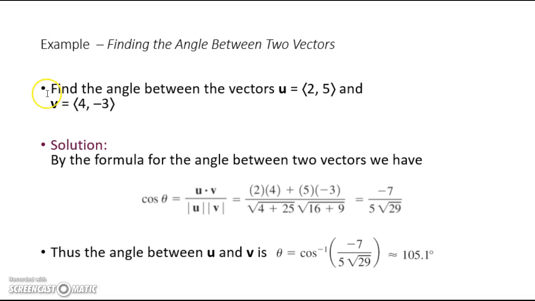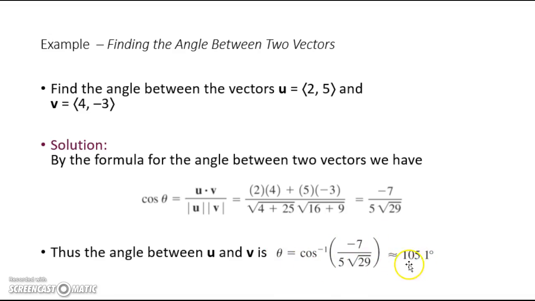So let's work a couple of examples. Find the angle between vectors u, 2, 5, and v, 4, negative 3. We're going to use this formula for the angle between two vectors. First we find their dot product, that is the product of their horizontal components plus the product of their vertical components. That equals negative 7. And then we multiply the magnitudes, the magnitude of u times the magnitude of v. So we have the cosine of theta is this ratio. Therefore, theta is the cosine inverse of this ratio.